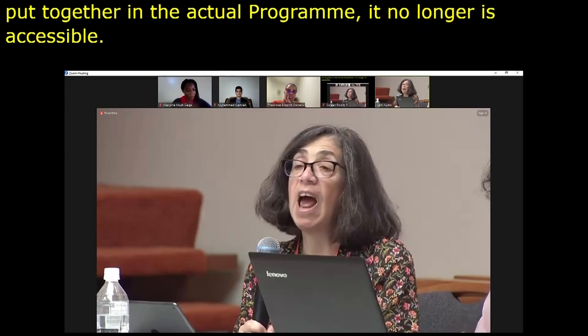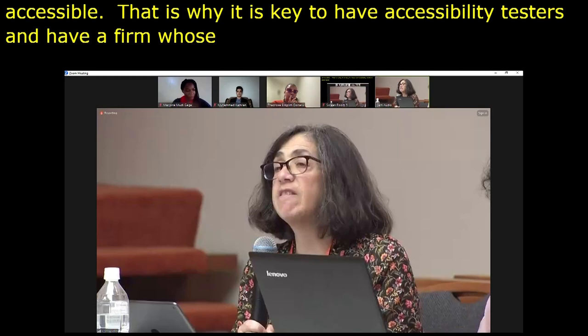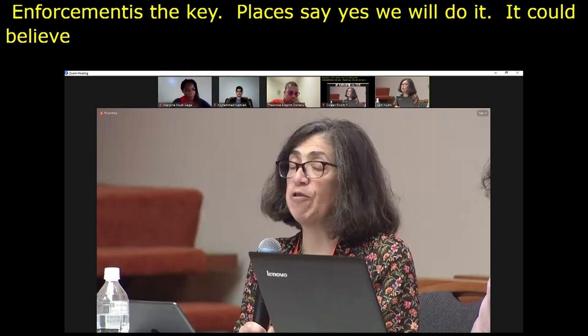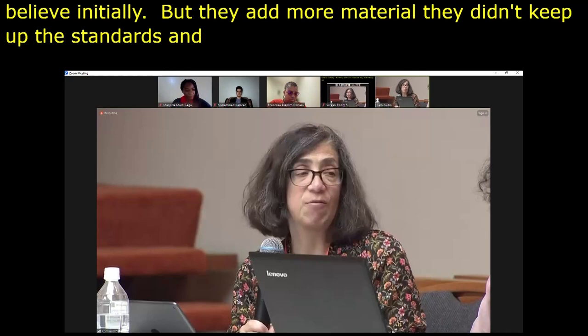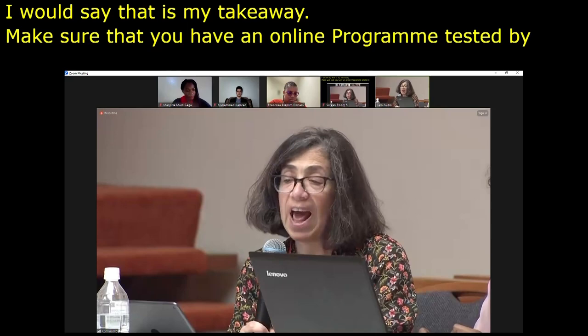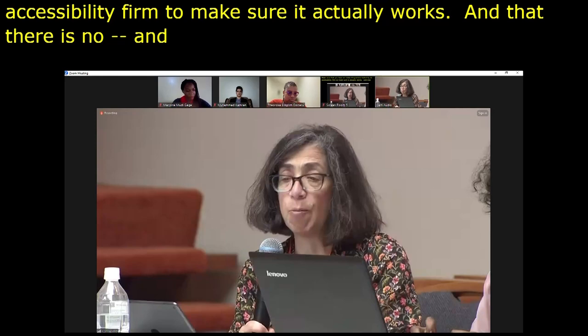The enforcement is the key. Places say, oh yes, we'll do it, and it may have been accessible initially, but then as they added newer material, they didn't keep up those standards. And then the whole program becomes inaccessible. So I would say my takeaway is to make sure that you have an online program tested by an accessibility firm to make sure that it actually works, and that pictures are described, everything is described and appropriately meta tagged so that people can be reading it and seeing it.